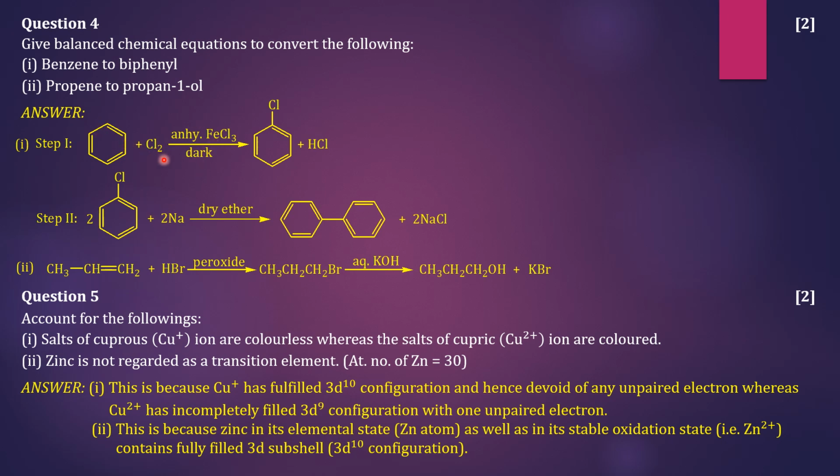Benzene undergoes aromatic electrophilic substitution when treated with chlorine in presence of some halogen carrier, that is anhydrous FeCl3, in dark condition, because in presence of light chlorine may undergo homolytic cleavage and radical mechanism may start. So in presence of anhydrous FeCl3 in dark condition, you will get chlorobenzene, byproduct will be hydrogen chloride. And now this chlorobenzene can undergo Fittig reaction in presence of sodium and dry ether to give you biphenyl.